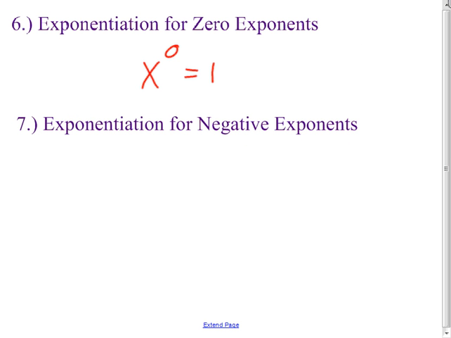So if I have exponentiation for negative exponents, if x goes to the negative n power, that is the same thing as saying 1 over x to the n.